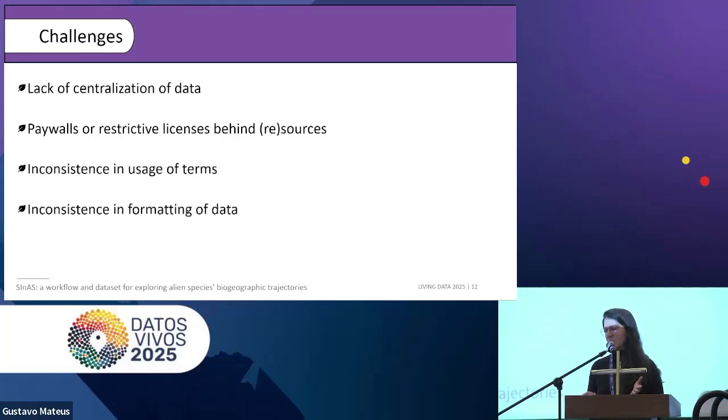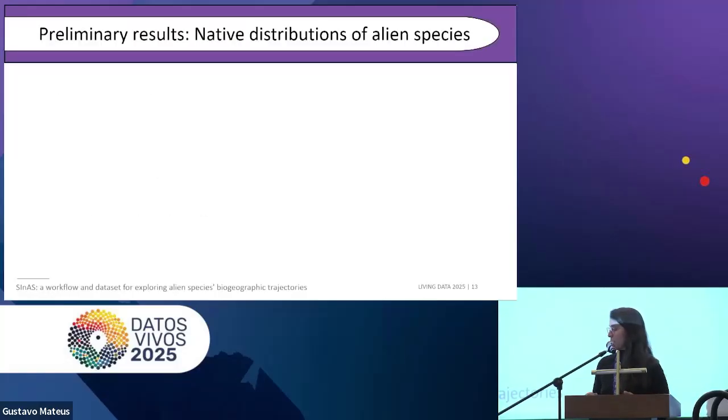The inconsistency in the usage of terms and formatting of data. So for example, for us, it was much easier to standardize data which was already provided as text strings, for example, for the information on establishment means, whether it was introduced or native. But we had some databases where the column was called introduced and it was in zeros and ones. And we had to convert all of this into text strings to be able to standardize this data. And of course, the geographic and taxonomic gaps that we all know when working with biodiversity data, and it's just something that we have to acknowledge when using this kind of information.